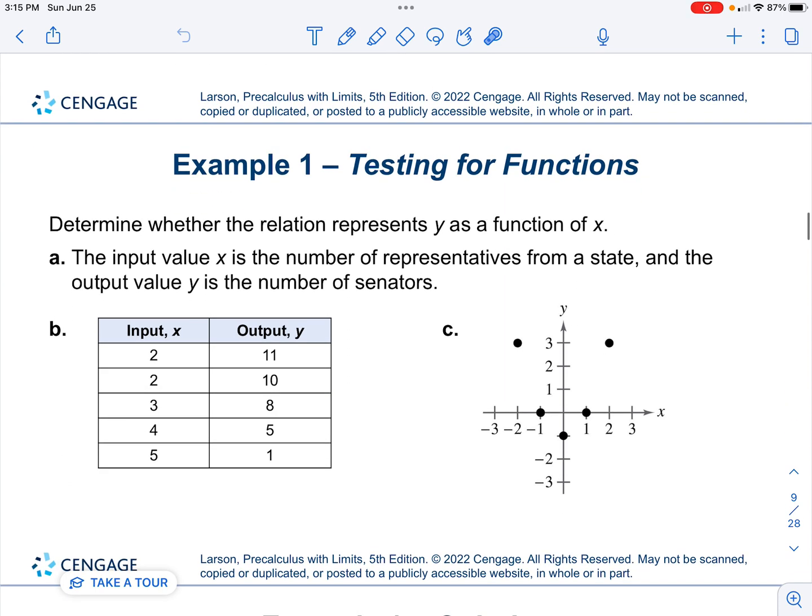So here we have a couple tests for functions. It says determine whether the relation represents y as a function of x. So you can have a relation which is any relation of any x's to any y's. A function is just a specific relation that has that predictability. So A is the input x is the number of representatives from a state, and the output is the number of senators. So if I give you some number of representatives from a state, can you tell me for sure the number of senators?